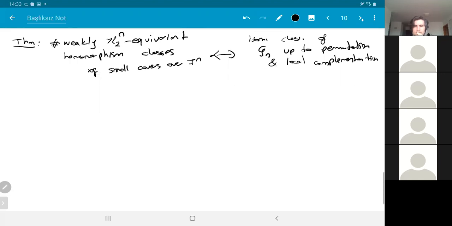It is not known whether the type of isomorphism classes of acyclic graphs up to local complementation, or their number, is known. It is an open question. But as I just said, there is a result of Choi, Masuda, and Oh, which gives equivariant homeomorphism classes of small covers over the n-cube in terms of isomorphism classes of acyclic digraphs up to some operations.